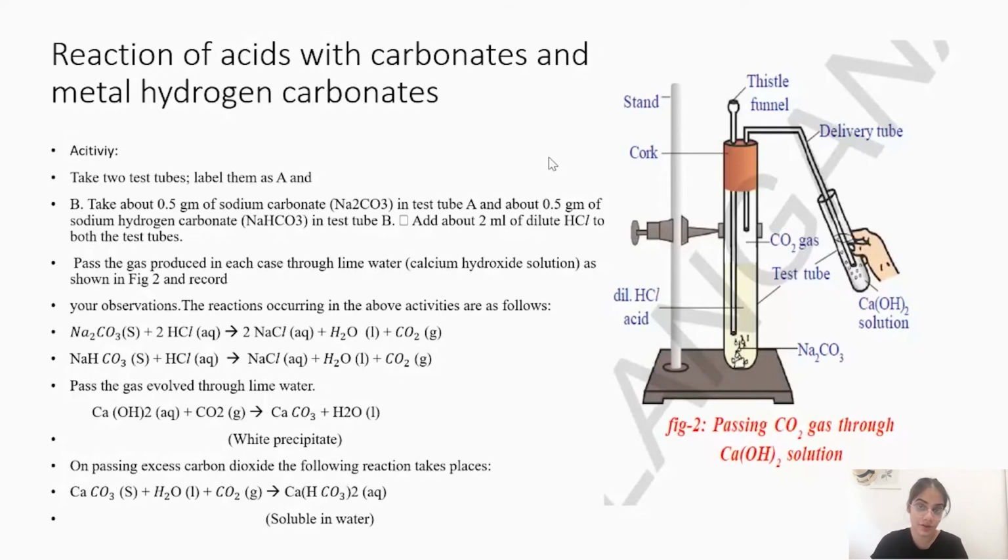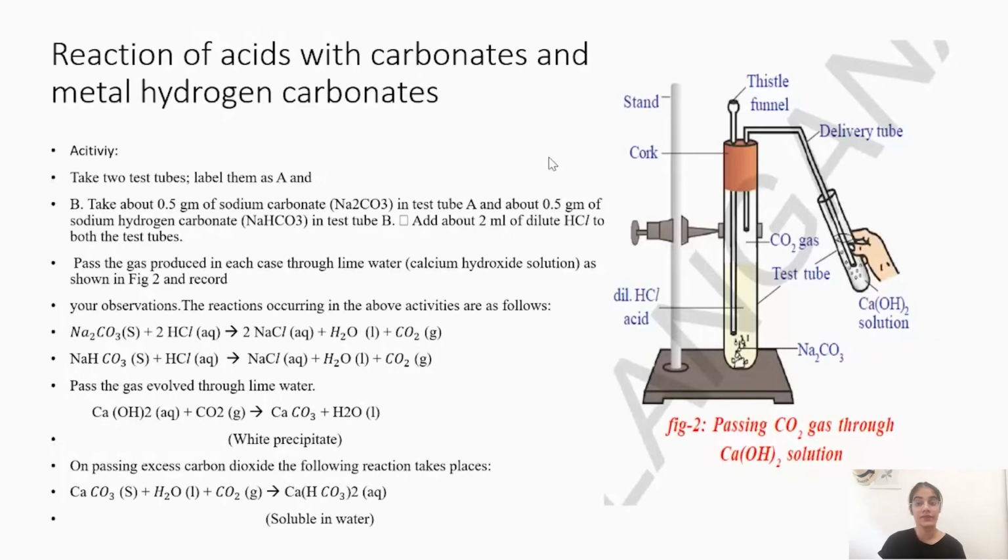Any metal hydrogen carbonate or metal carbonate reacts with an acid to give you the salt of that acid, water and carbon dioxide. To test for the carbon dioxide gas that is evolved, we pass the gas through lime water solution and a white precipitate of calcium carbonate is formed. If you pass the gas for a longer period of time, this white precipitate will form calcium hydrogen carbonate, which is soluble in water.